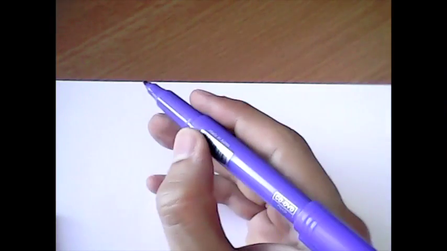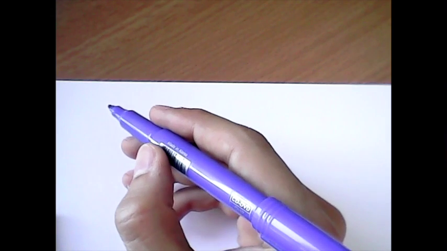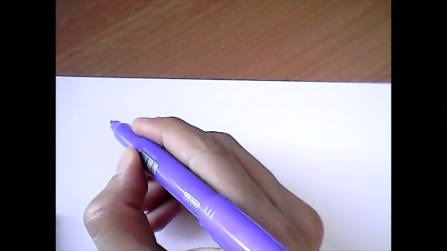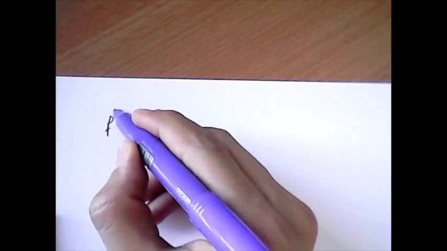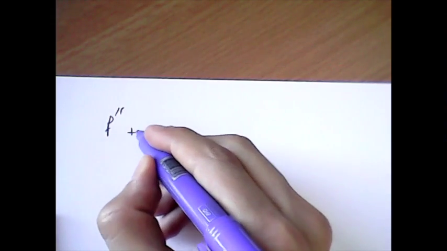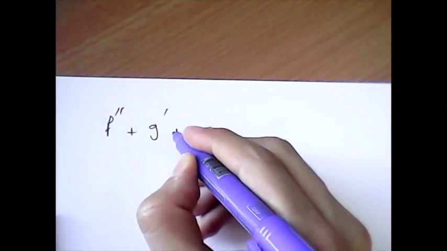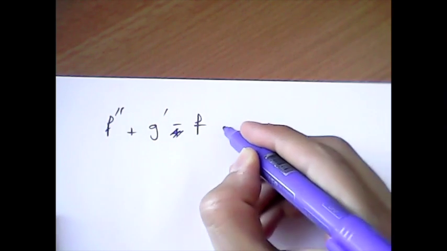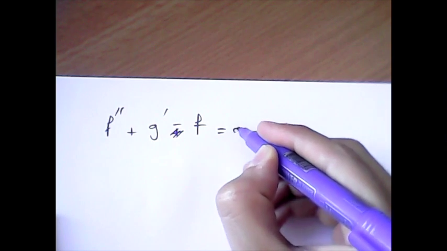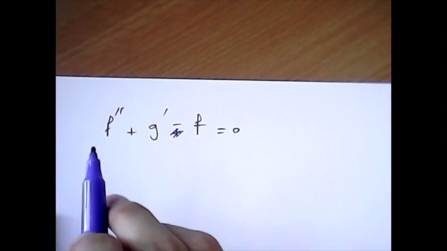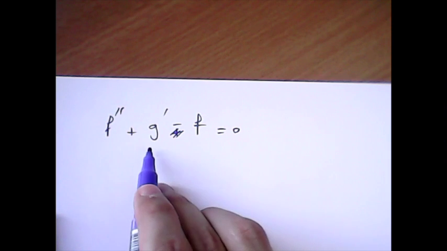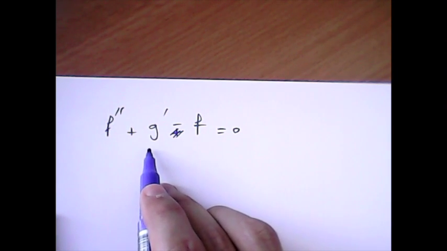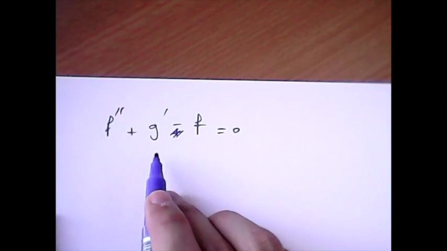Okay, so it's a system of differential equations. Here there are two differential equations. Let me write them out. We have the second derivative of f plus the first derivative of g minus f equals 0. That is the first differential equation. You can see that there are two functions, f and g, in here. So if you want to find the solution, you have to find both of them.